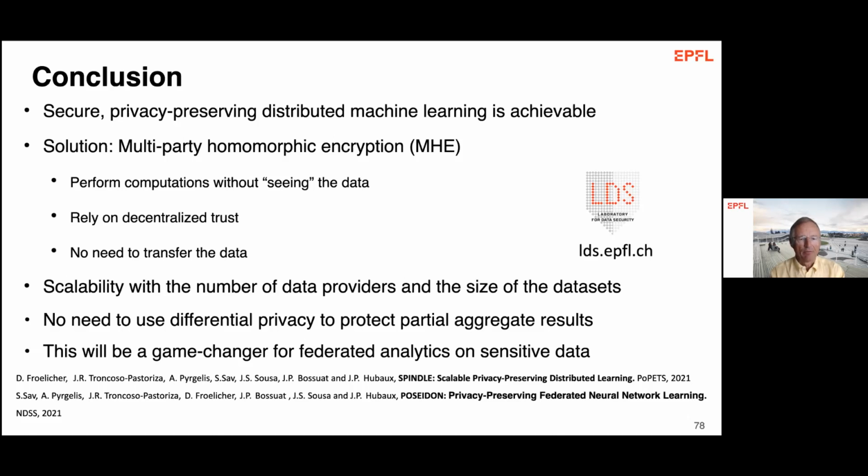We have seen the scalability with the number of data providers and the size of the data set. The good news is that there is no quadratic or exponential growth of any kind. It's in the worst case linear, which means that it will be possible to cope with very sizable problems with this kind of approach. And there is no need to use differential privacy to protect partial aggregates. Some people do this, but they have to deliberately embed imprecision or put noise on their partial aggregates. This is a pity, because by making use of homomorphic encryption, one can avoid this kind of deliberate deterioration of the precision.